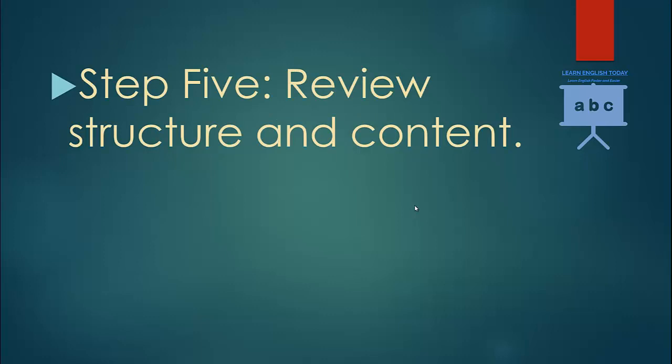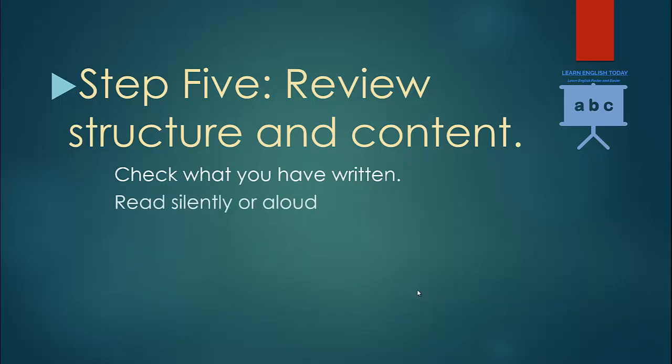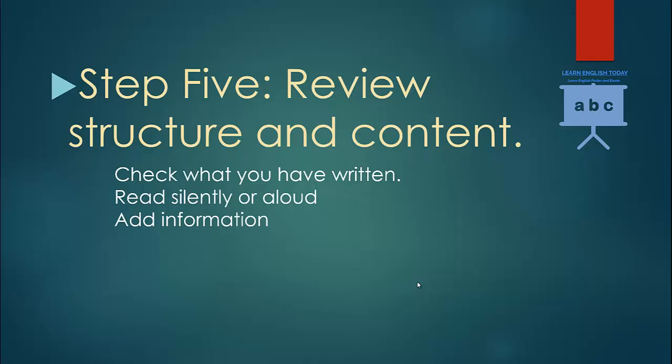Step 5, review structure and content. So in this step we are going to do what? Review. So how? Look, we check what we have written. It means you are going to check what you have written. Maybe you read silently to yourself, or you read aloud to yourself, or maybe for a friend. Next you decide, maybe you add some new information. Next find unnecessary information, information that is not necessary to be mentioned, or not relevant, so you can find it, not change it. So in this step we are not going to bring any changes, we are just going to find information that is not necessary, or we are going to add some.